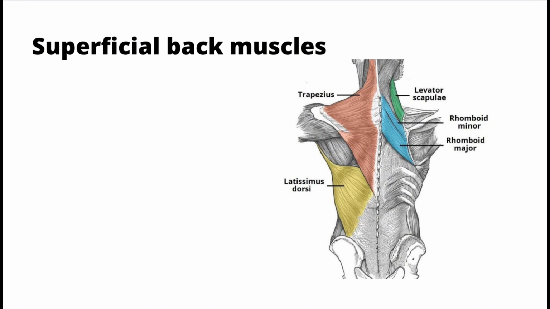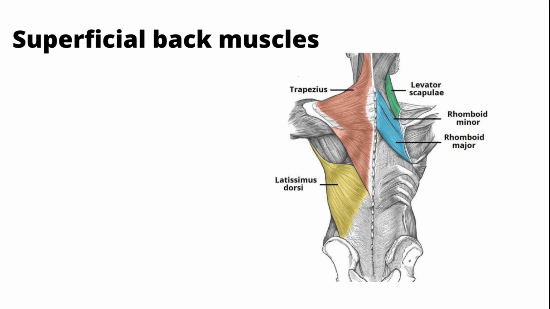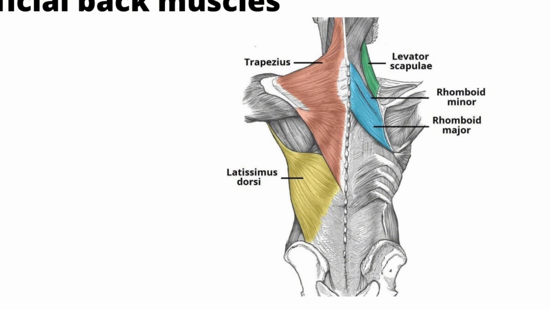Now we're talking about the 5 superficial extrinsic back muscles that connect the upper limb to the trunk and help move the shoulder and arm. The first one is trapezius. It's a big diamond-shaped muscle that covers the upper back and neck. It runs from the base of the skull and spine down to the shoulder blade and collarbone. The trapezius helps you shrug your shoulders, pull your shoulder blades together, and move them downwards.